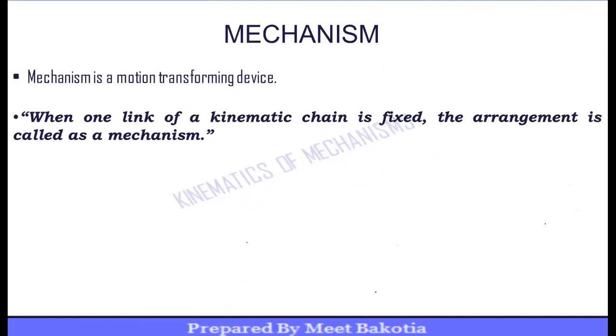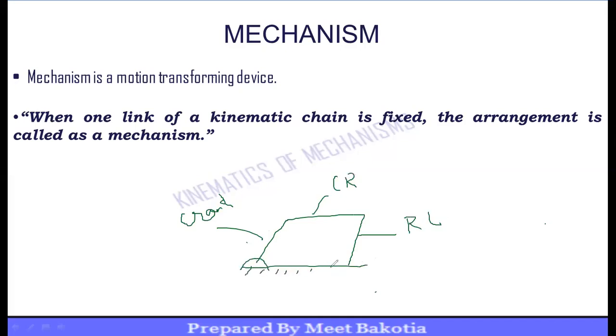Moving ahead, what is a mechanism? Mechanism is a motion transforming device. We had already seen the kinematic chain. When one link in the kinematic chain is fixed, the arrangement is called the mechanism. Let us take an example of the 4-bar mechanism, right? This is how the 4-bar mechanism is. This is the link which is the crank. This is the link which is the connecting rod. This is the rocker or lever. And here there is the fixed link, which is the frame. So if there is no fixed link in this, the mechanism won't take place.